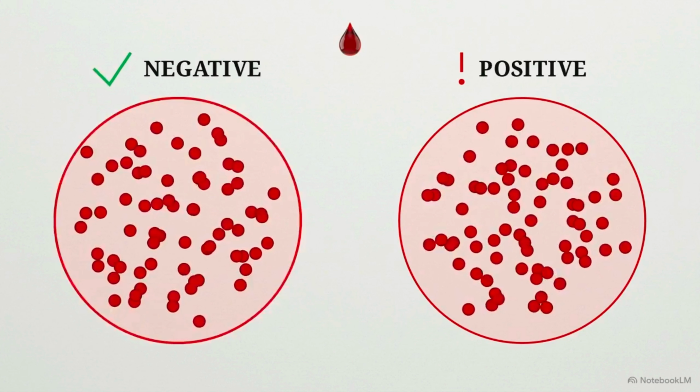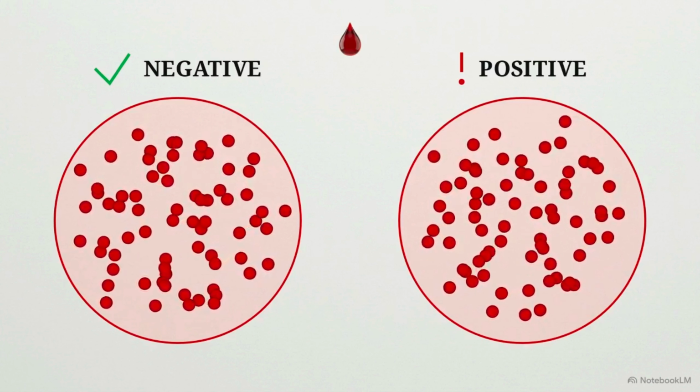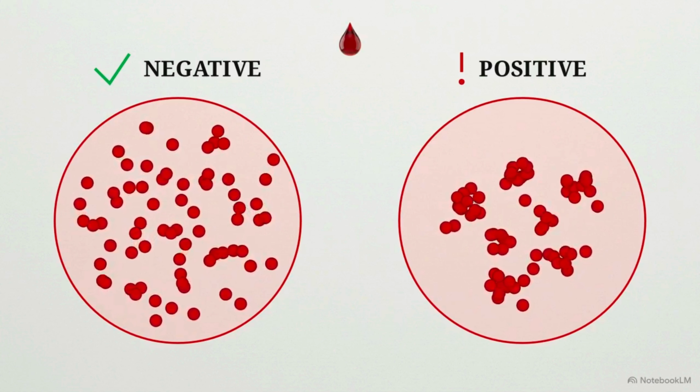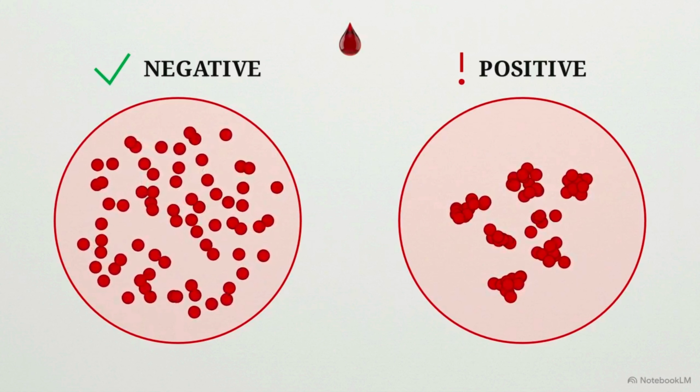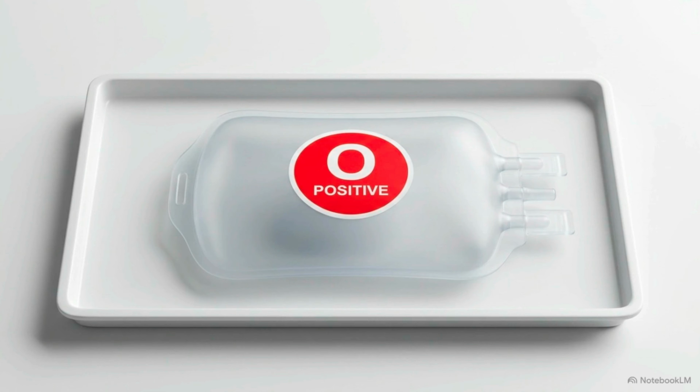A negative reaction remains a smooth, uniform mixture, but if you see a macroscopic agglutination, the heavy clumping on the right, that indicates a positive reaction for that specific antigen. Identifying this preliminary blood type immediately helps the blood center triage its inventory, ensuring the accurate labeling and routing before the blood even leaves the donor room.